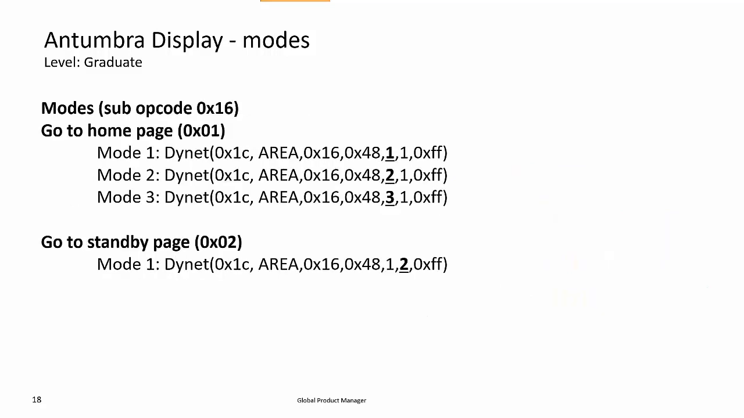So as you can see, if I wanted to jump between modes 1, 2, and 3 and go to the home page, I would use a 1 or 2 or a 3 in that data byte. And in the last data byte, I use a 1 because it's the home page. And simply, if I wanted to go to the standby page, I'd just change that data byte to a 2.